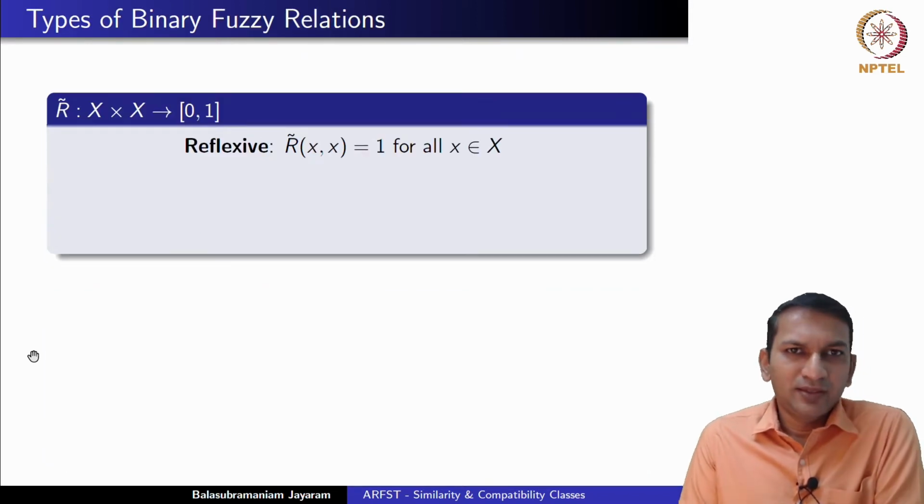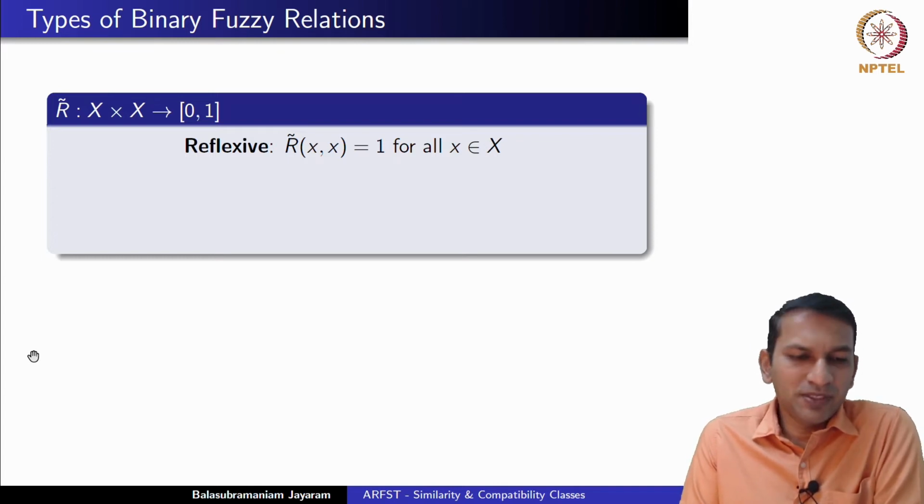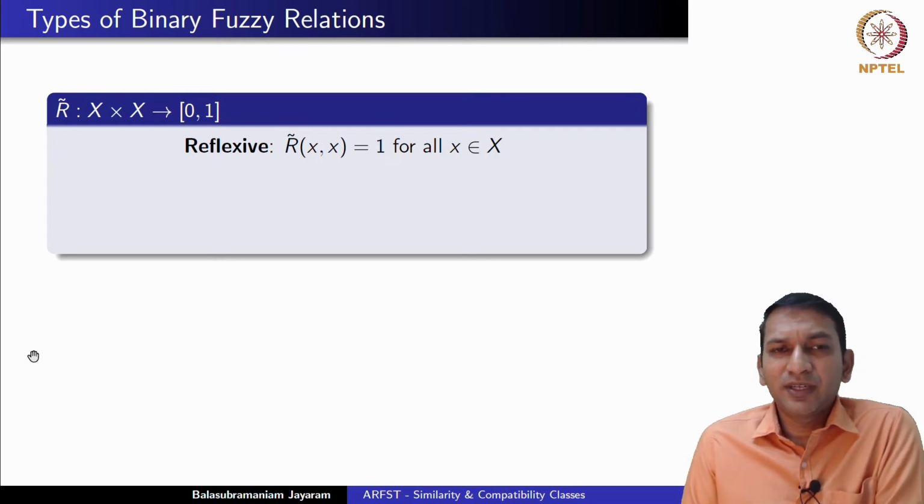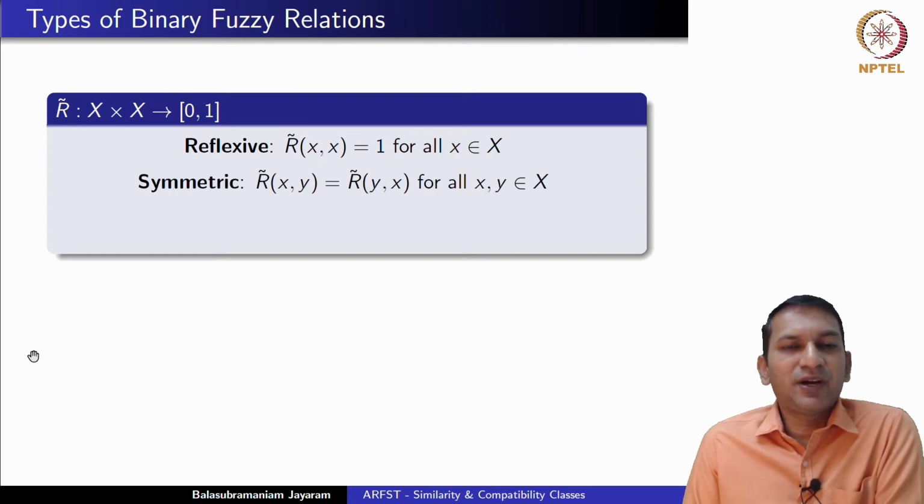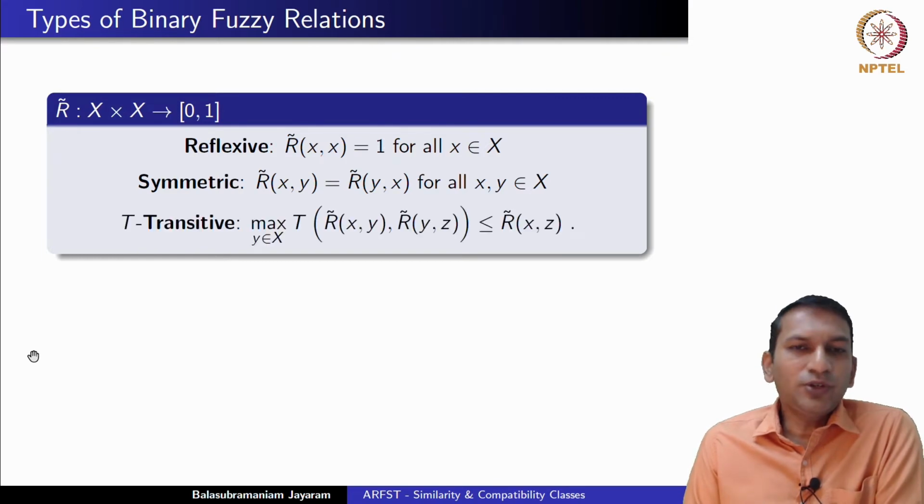We have also seen different types of binary fuzzy relations, which we have generalized from the classical binary relations. A fuzzy relation is reflexive if R(x, x) is 1 for every x. It is symmetric if R(x, y) is equal to R(y, x). We do not talk about transitivity. Instead, we talk about T-transitivity, where T is a T-norm, and it is defined like this.